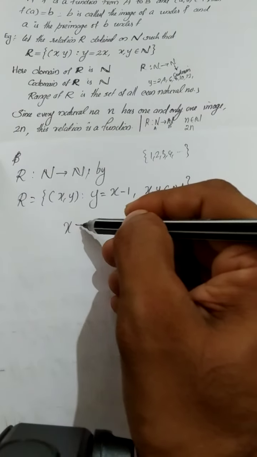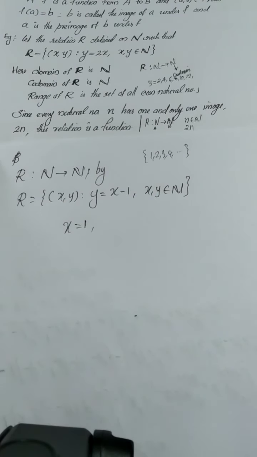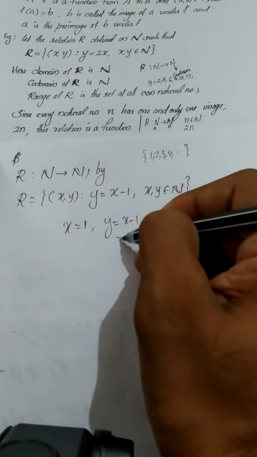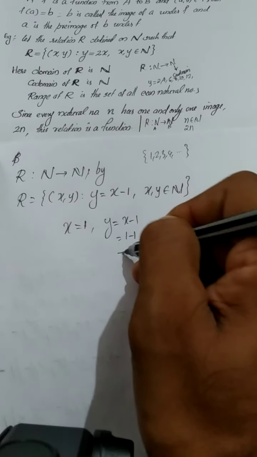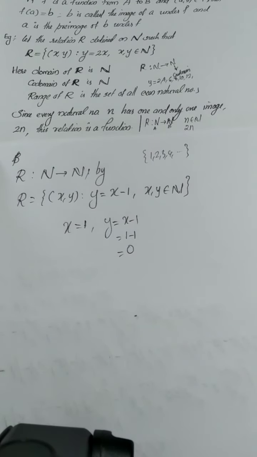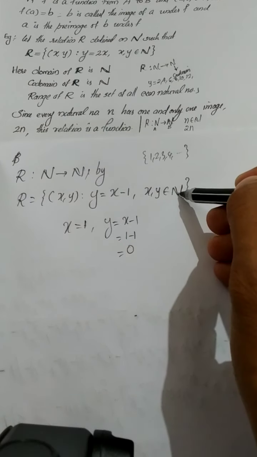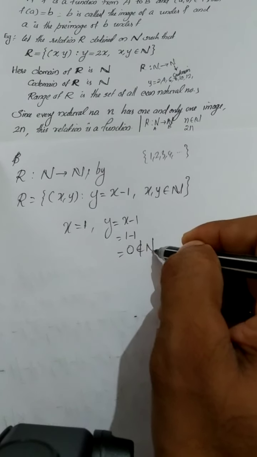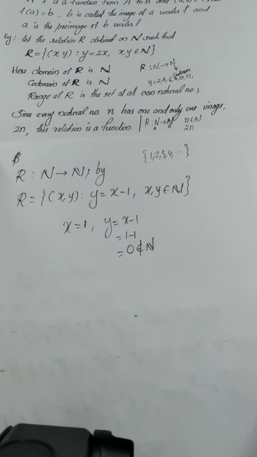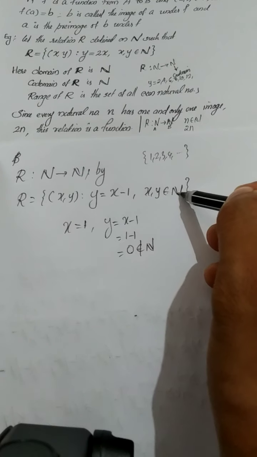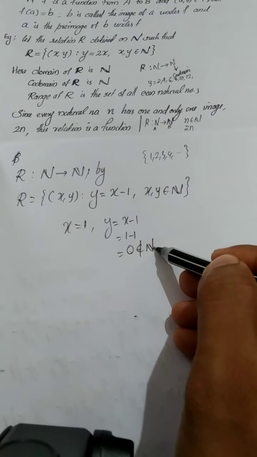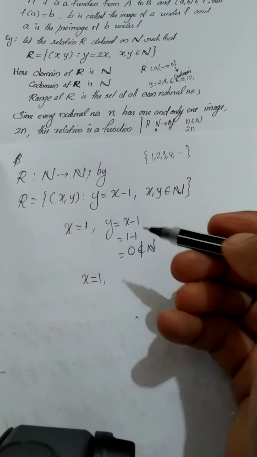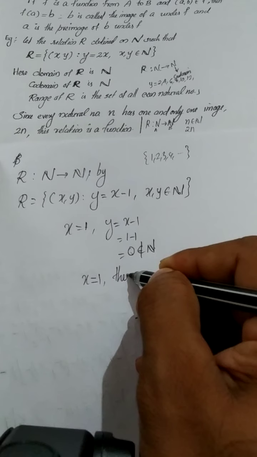So if I take x equal to 1, what will we get? y is equal to x minus 1. So x equal to 1, 1 minus 1 is equal to 0. But in the set of all natural numbers, there is no 0. So y does not belong to N. Here x and y belong to N, but 0 does not belong to N. So for x equal to 1, there is no image.